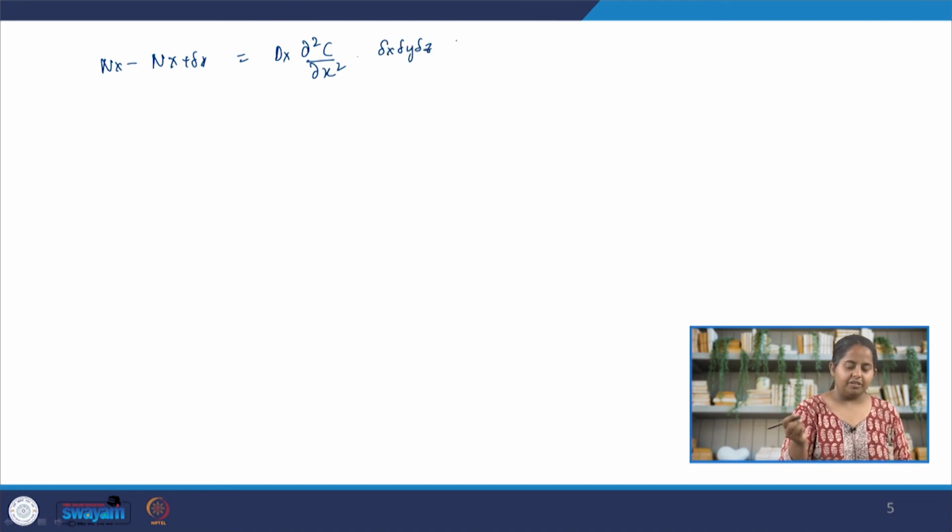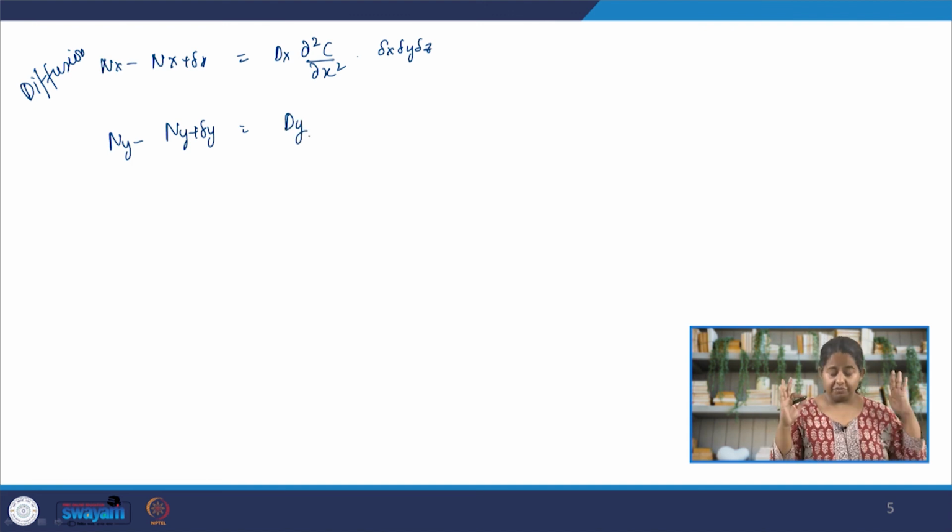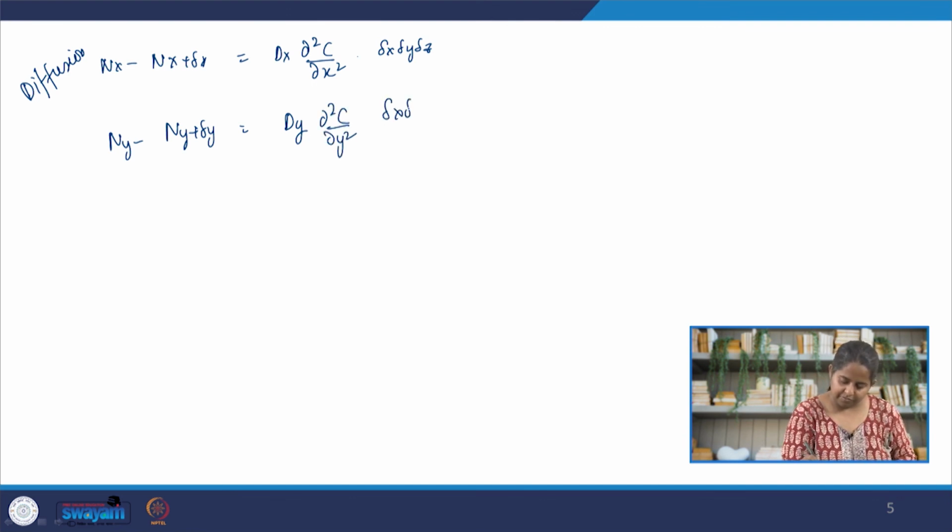We can write similarly for the y direction, mass in minus mass out, remember, and we are only doing it for diffusion right now. In the next lecture, we will do it for bulk action. Again the same assumption: the diffusion coefficient in the y direction is constant. And then the same assumption for the z direction.